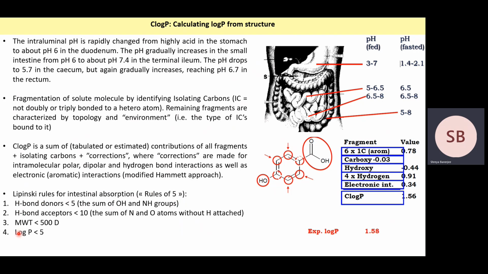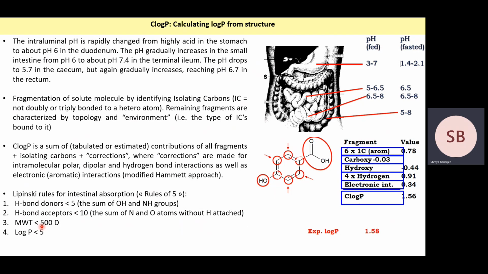There are 4 points in this. The number of hydrogen bond donors, that is the sum of OH and NH groups, should be less than 5. The number of hydrogen bond acceptors, that is the sum of N and O atoms without hydrogen attached, like carbonyl or imine, should be less than 10.